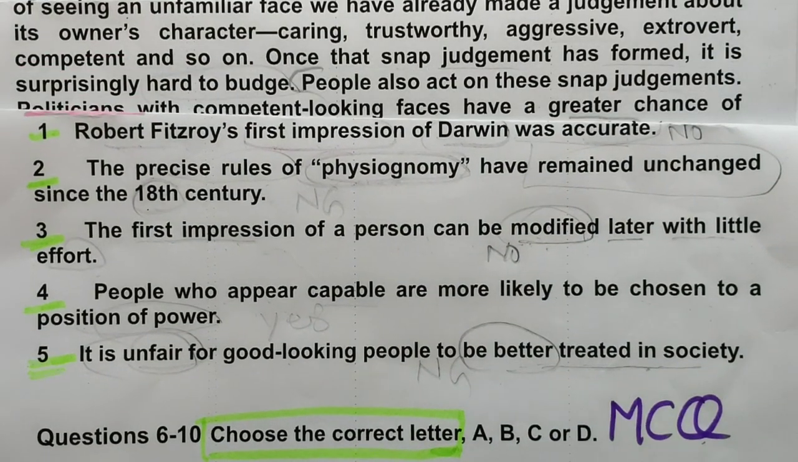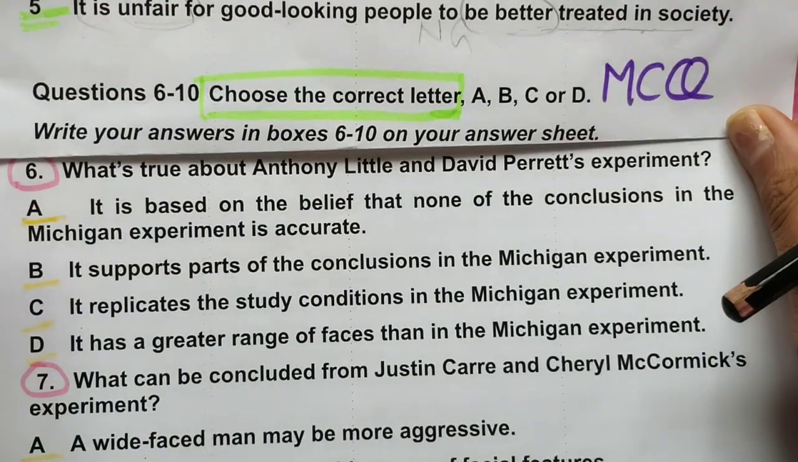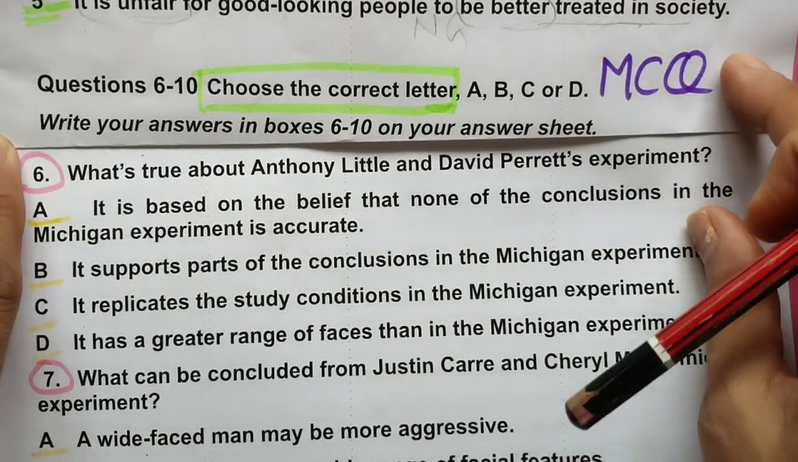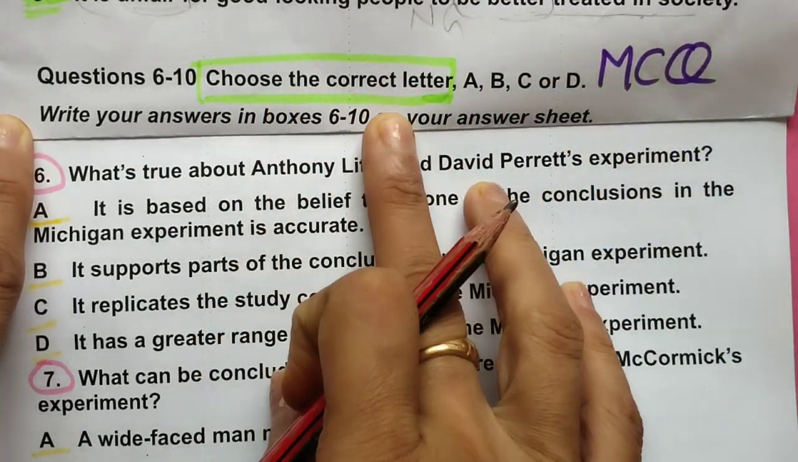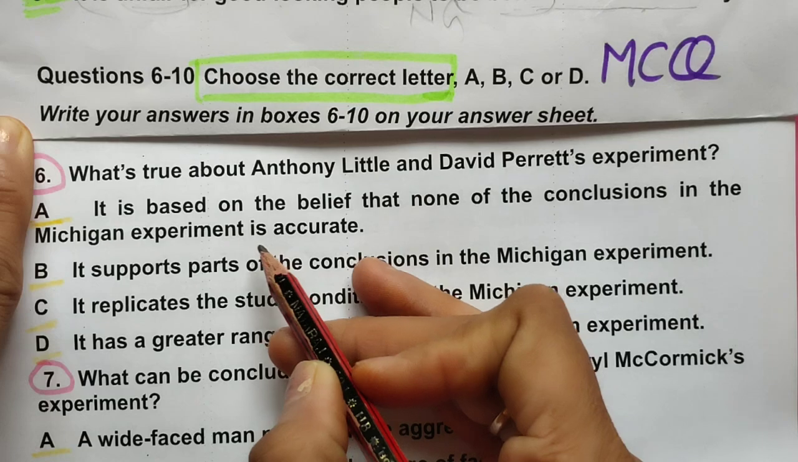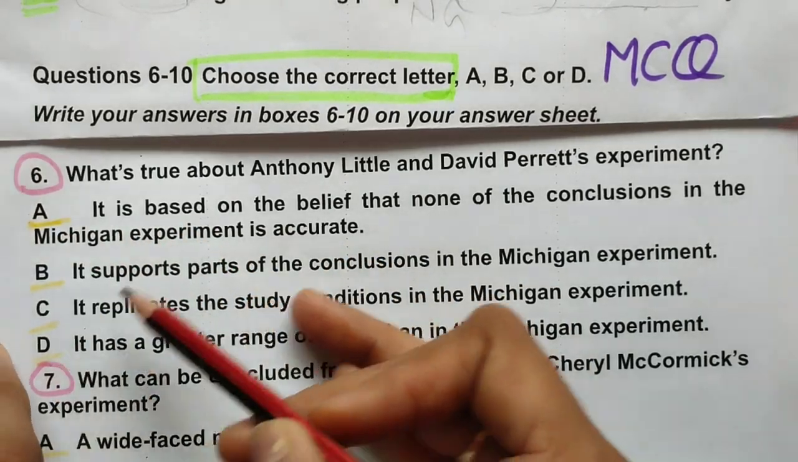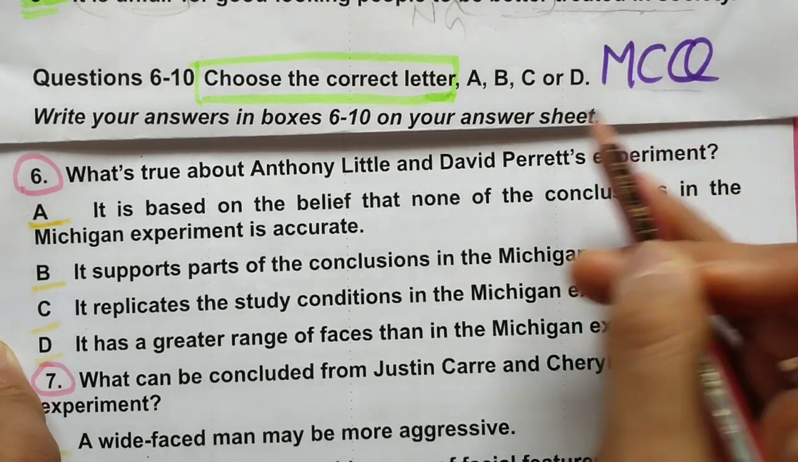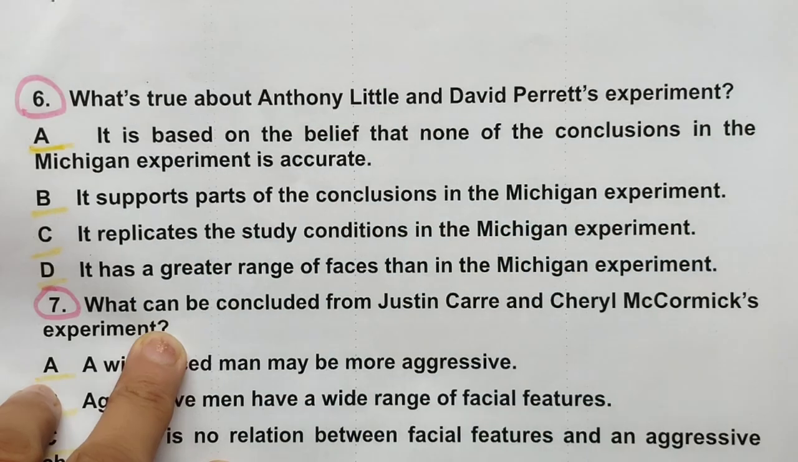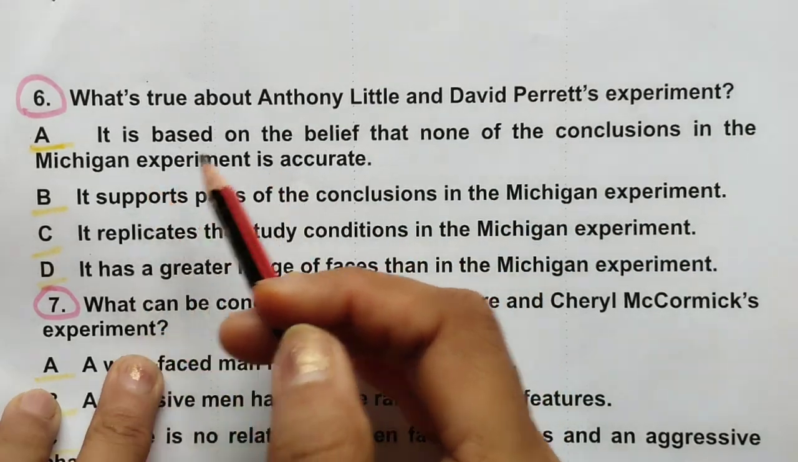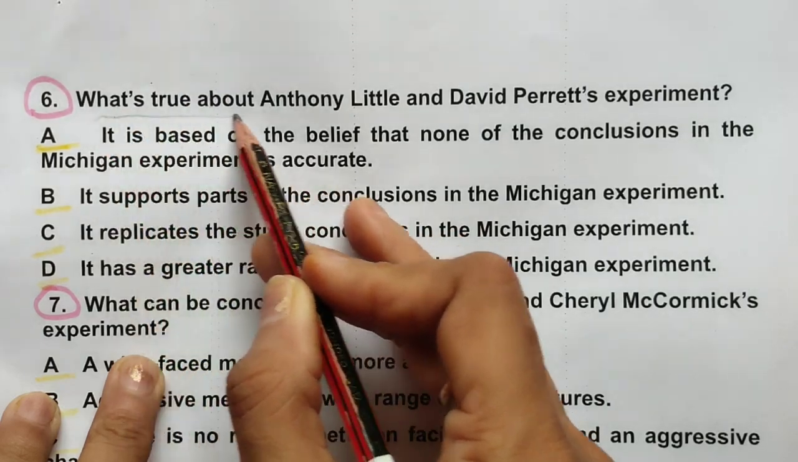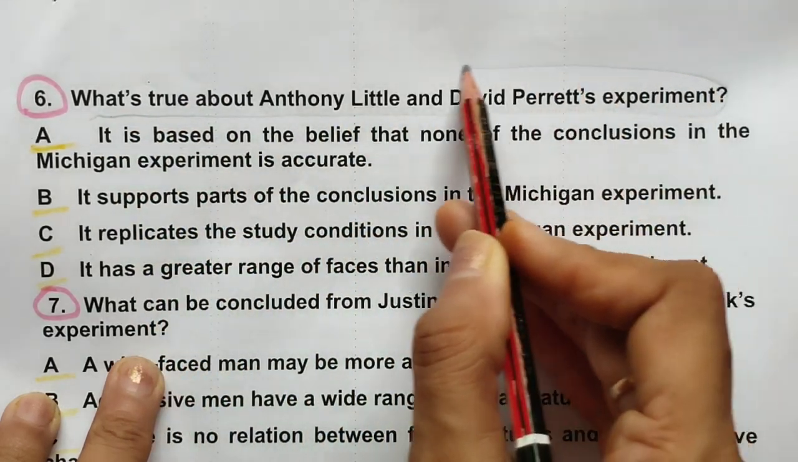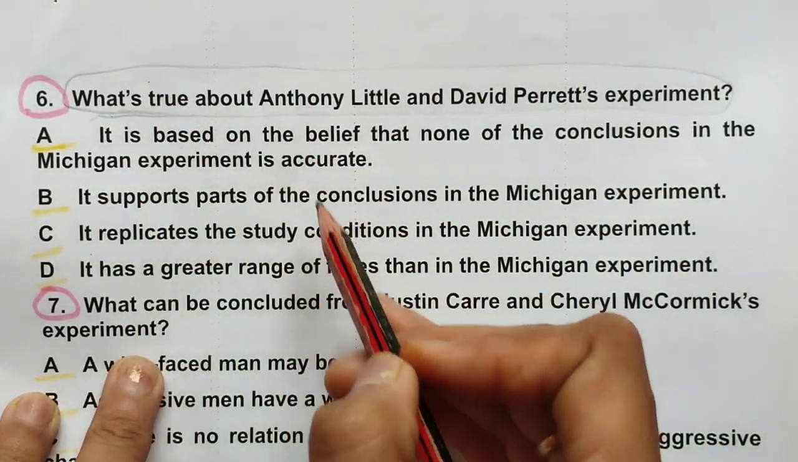Now next question, multiple choice question. So let's do it. Choose the correct letter A, B, C or D. It means we have to select only one option out of these four. Let's read it thoroughly. So how to do a multiple choice question? It's important to understand the question statement. Okay, this will take us to the location also. This will give the correct answer.